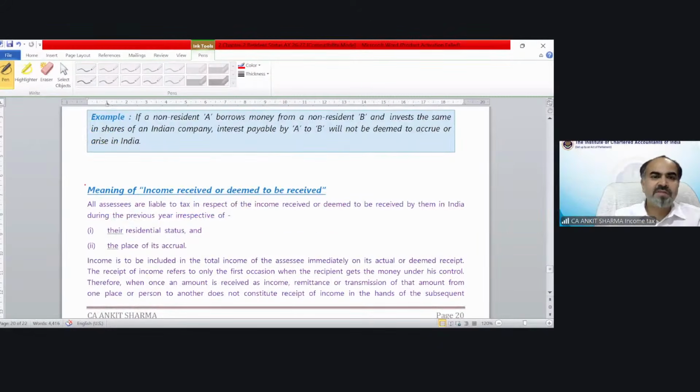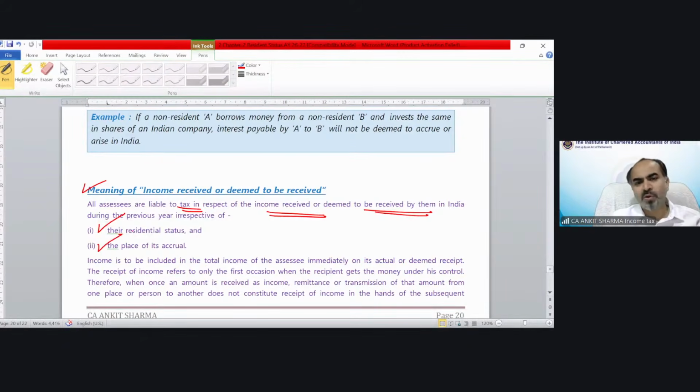Meaning of income received or deemed to be received. So we have gone through with the provision of income arise or deemed to arise. Now there was a concept in second number point of incidence of tax table that was deemed to be received. So when the income is called deemed to be received, because if it is deemed to be received, then again it's going to be taxed for all kind of person, whether you are a non-resident, ordinary or not ordinary. All assessee are liable to tax in respect of income received or deemed to be received by them in India during the previous year, irrespective of their residential status and the place of activity.